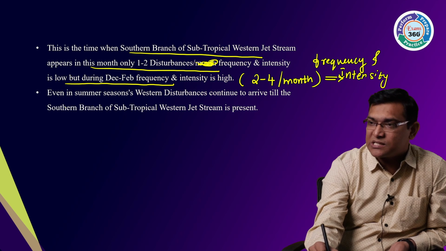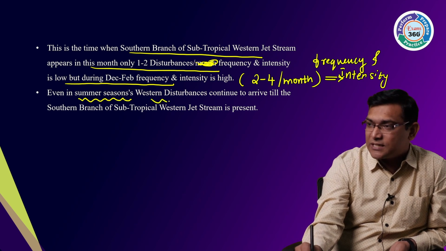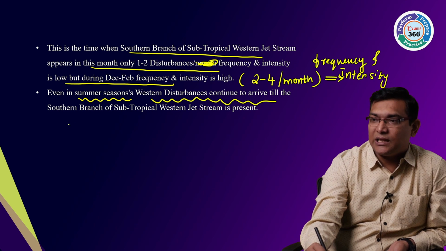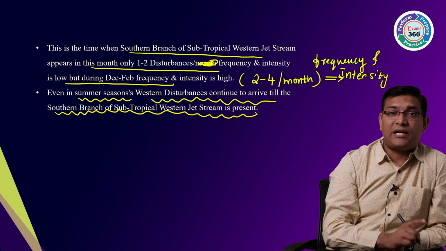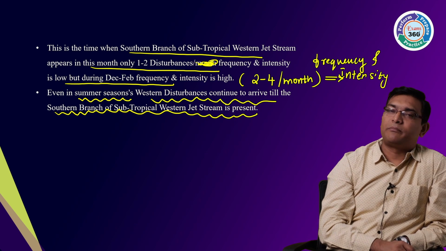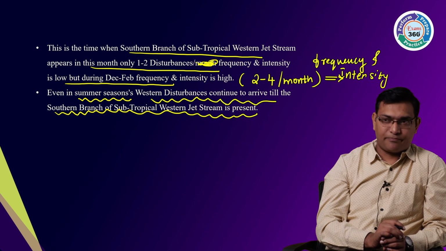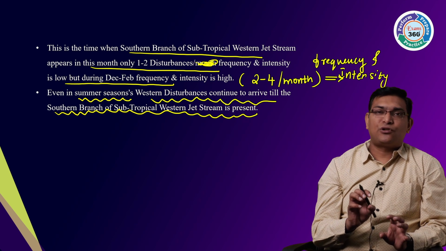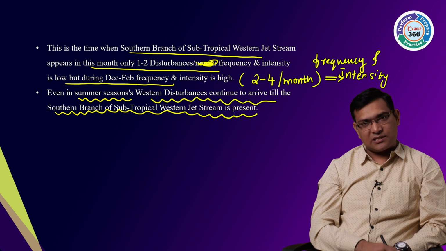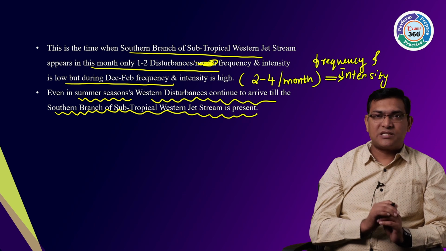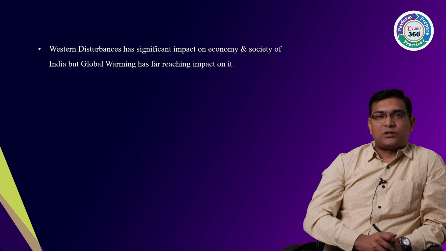And even during the summers, that is the May month also, western disturbances continue to arrive till the southern branch of the subtropical jet stream is present. And unnanta varaku they will be coming. That means the southern branch of the subtropical jet stream, right? Then these are the characteristics of your jet stream and distribution of your western disturbances, right? Western disturbances, characteristics and distribution. Now let us see what is the conclusion.